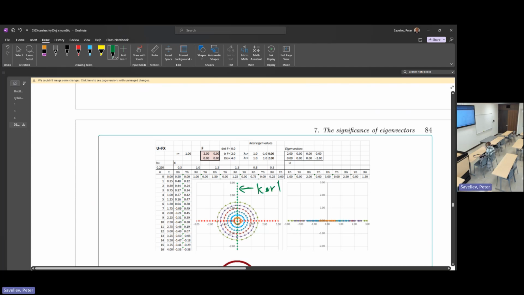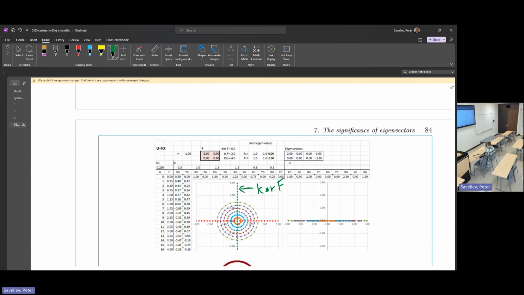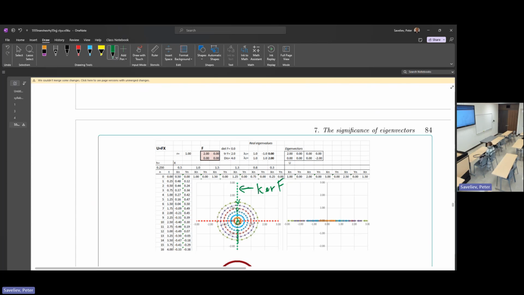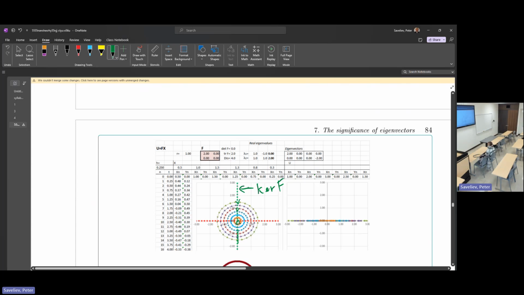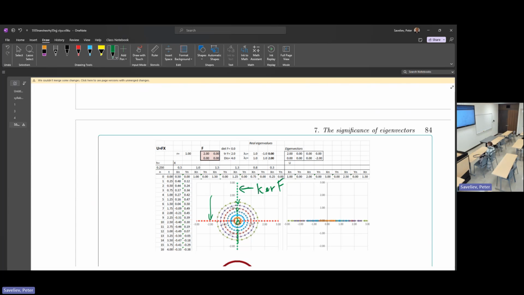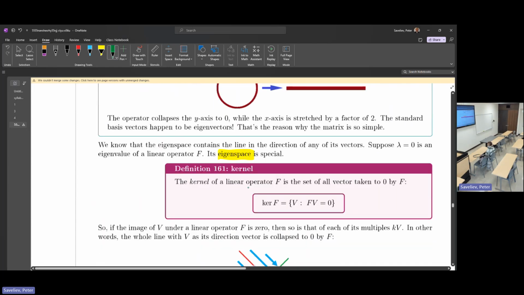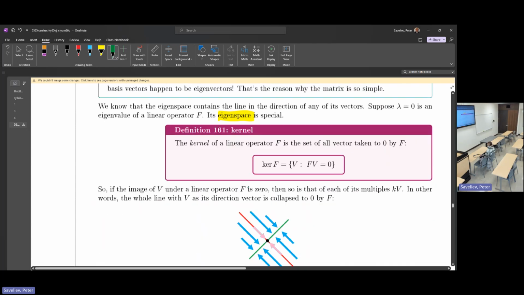Kernel of f. Naturally, everything on the green line goes into zero. The zero is in the middle, and everything goes into 0. This one is not in the kernel because that's where it lands: away from 0. It has a non-zero component. But everything on the green line goes into 0, and so it is an important eigenspace, which happens to also be a subspace. So that's a general picture here.